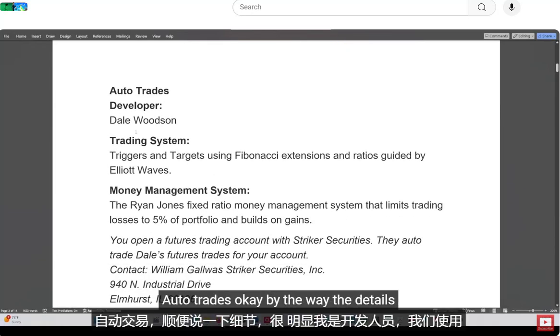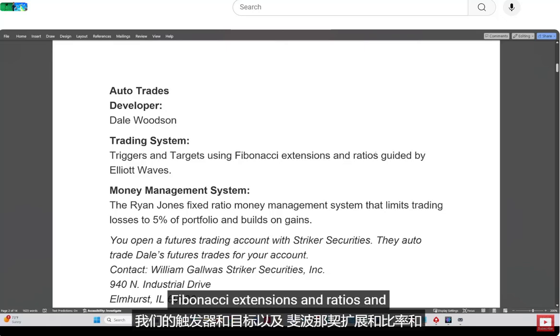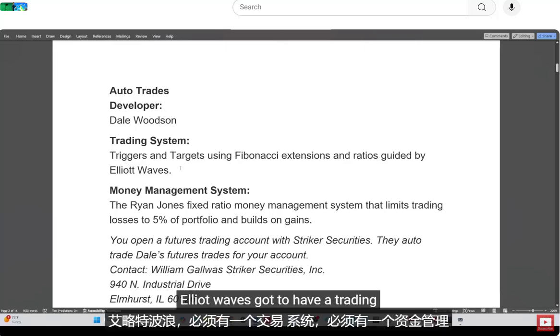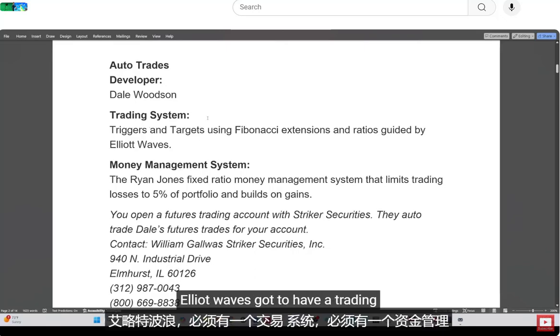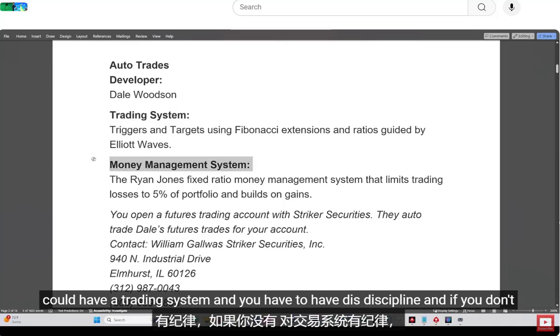Okay, by the way, the details, obviously I'm the developer. We're using our triggers and targets and Fibonacci extensions and ratios and Elliott waves. Got to have a trading system, got to have a money management system. I found out over the years you can have a trading system and you have to have discipline.